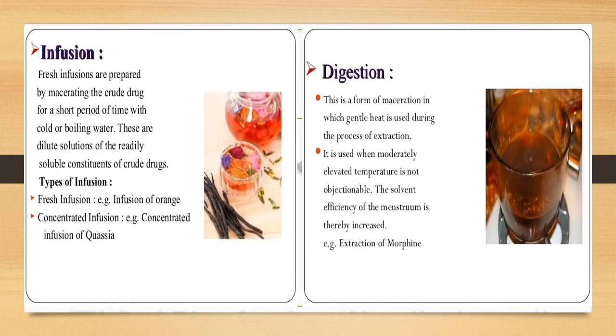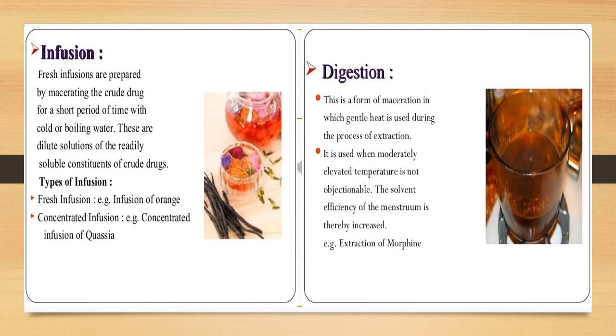Another method is infusion. Fresh infusions are prepared by macerating the crude drug for a short period of time with cold or boiling water. These are dilute solutions of readily soluble constituents of crude drugs. There are different types of infusions: fresh infusion and concentrated infusion. Infusion of orange is an example of a fresh infusion, and concentrated infusion of quassia is an example of a concentrated one. Next one is digestion.